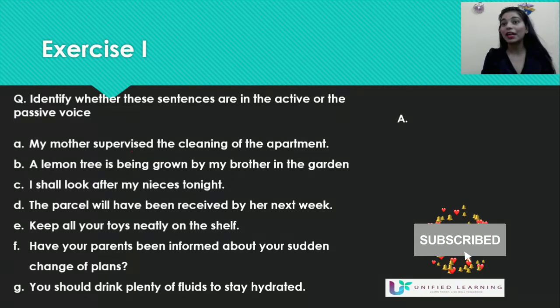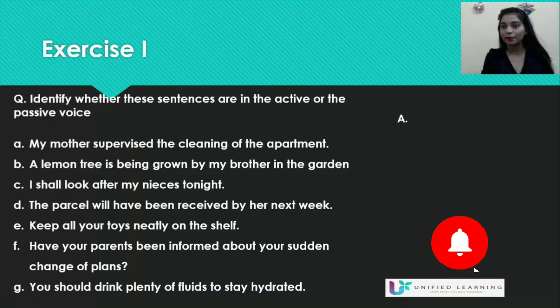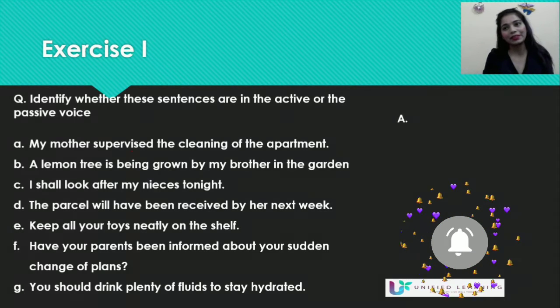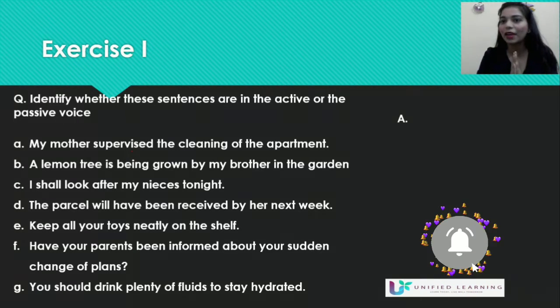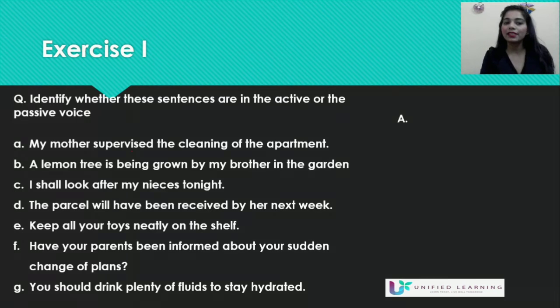So today we'll be continuing with exercise 1. I will be telling you the answers of exercise 1. And yes, if you haven't solved this, I will be giving you some hints to solve this exercise. And if you have already solved, then please check your answers. Okay. So let's read the sentence number 1. My mother supervised the cleaning of the apartment.